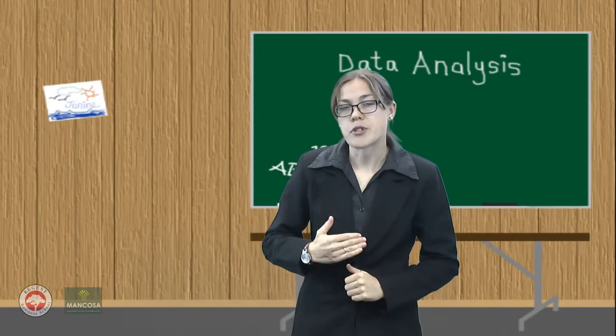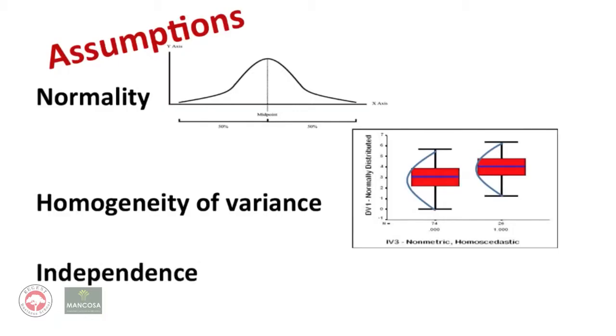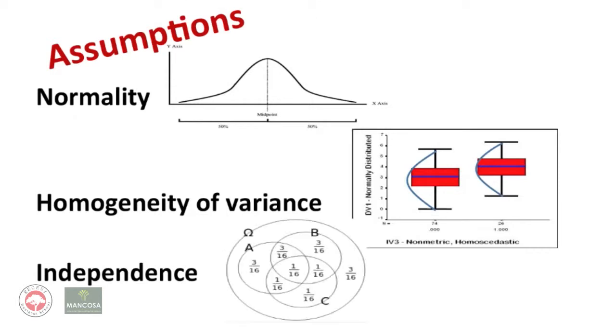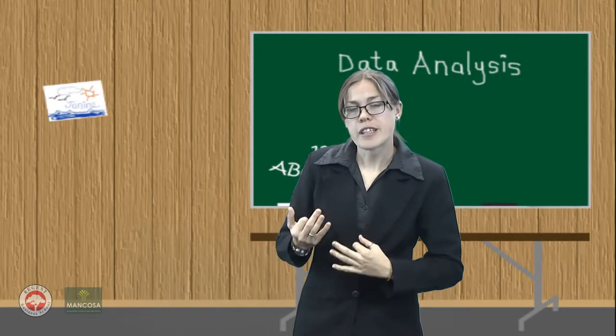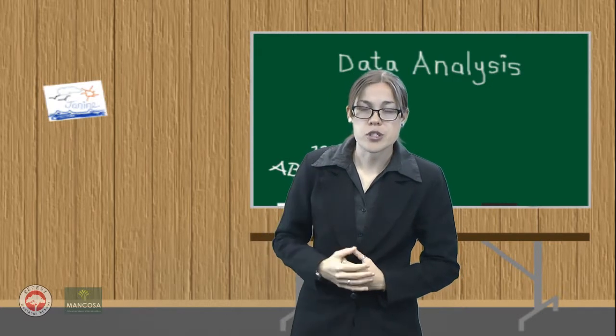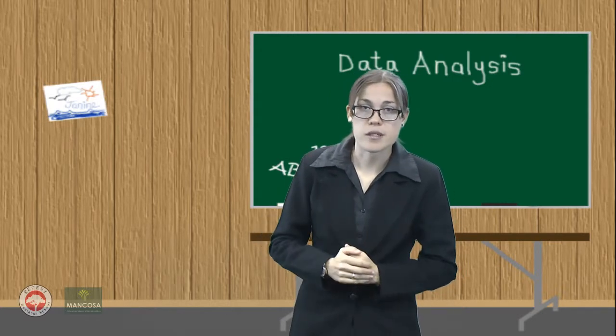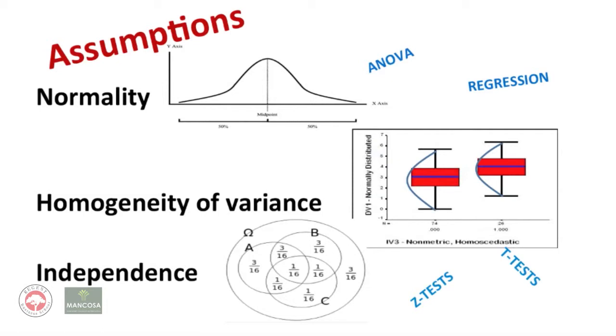Lastly, we have the assumption of independence. This assumes that the samples from which the means were calculated do not influence each other's scores in any way. For example, if you collect two data sets from the same group of people, as in the case of pre- and post-test designs, then these two data sets are not independent. So basically, these are the three general assumptions required for parametric tests such as ANOVA, t-tests, z-tests, and so forth.